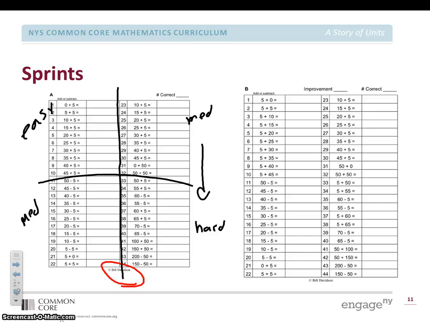One more word on sprints. Please do not assign sprints as homework, or continue a sprint that you didn't finish in class, because no student really should be finishing a sprint. Make sure you keep those as in-class activities.